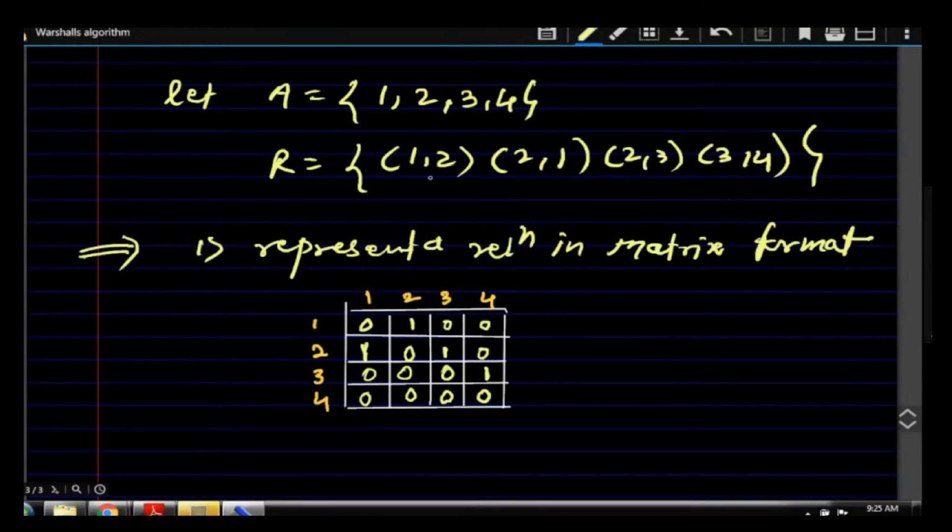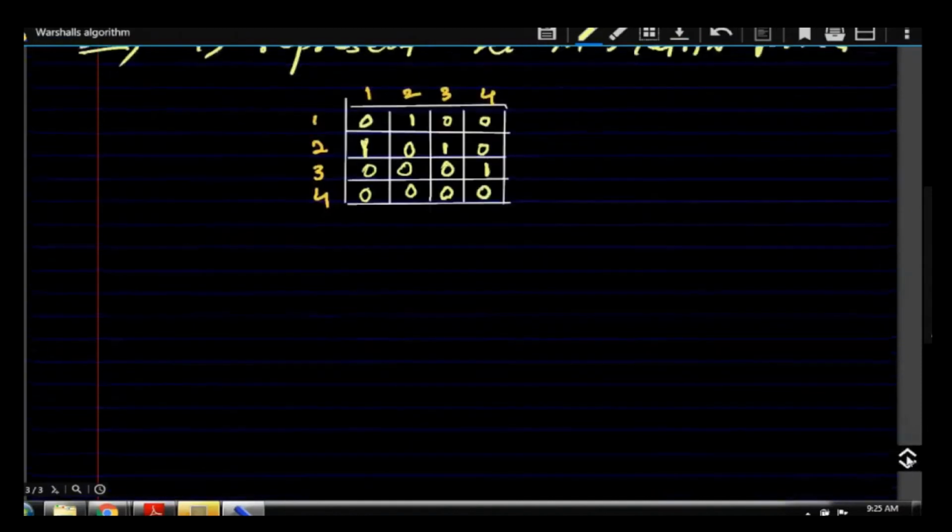So you have to just check the pairs. 1, 2 will be 1. 2, 1 here is 1. 2, 3 here is 1. And 3, 4 here is 1. Others are 0, there is no relation. If there is an ordered pair, make it 1. If there is no ordered pair, make it 0. So this is the simple logic behind representing a relation in the matrix format.